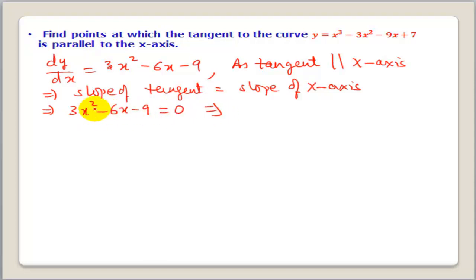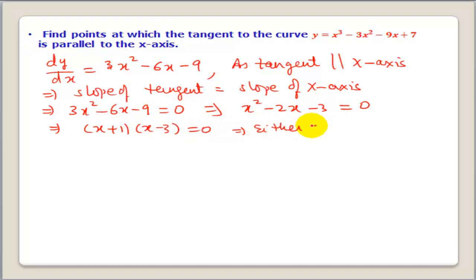Now simplifying this equation by taking 3 common and dividing by 3, it reduces to x square minus 2x minus 3 equal to 0. Now factorizing the given quadratic equation, you will see the two linear factors that we get are x plus 1 and x minus 3. So this means either x is minus 1 or x is equal to 3. Now because they are asking us to evaluate the required points, we need to find the y coordinates of these points which have x coordinates either minus 1 or 3.